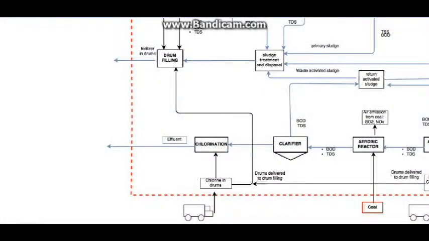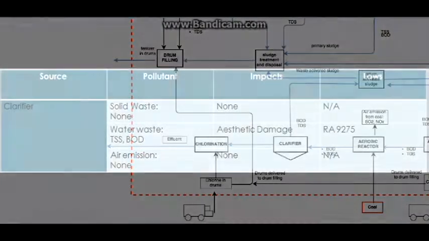Clarifier. Clarifiers remove flux of biological growth created from the aerobic and anaerobic reactors, including activated sludge. The sludge produced in this process is either delivered to the return activated sludge or waste activated sludge. From this biological treatment, the percentage of BOD in water is reduced by up to 98 to 99%.